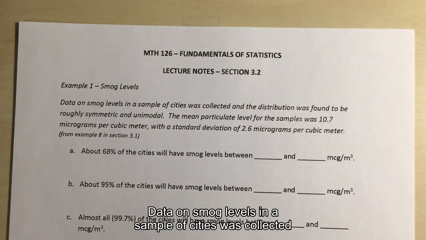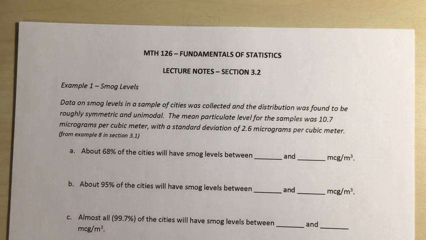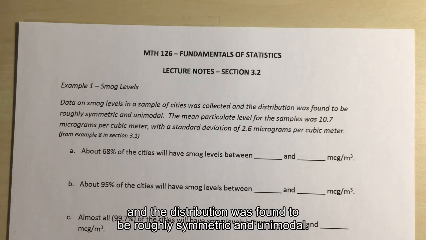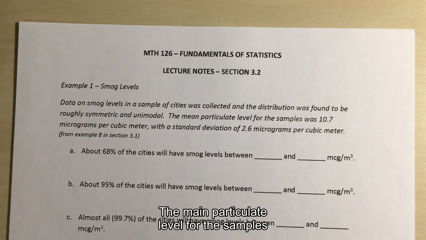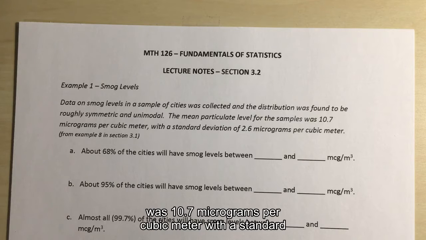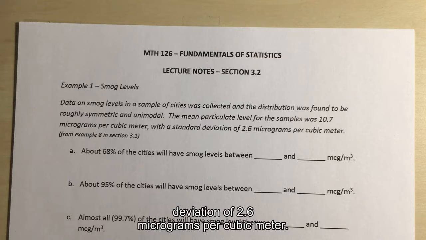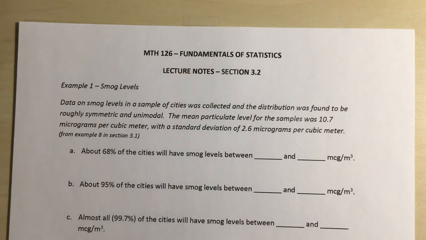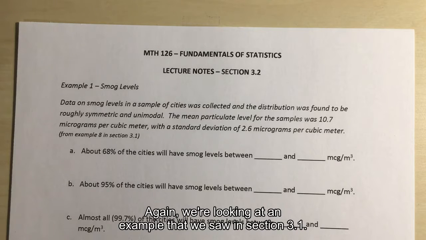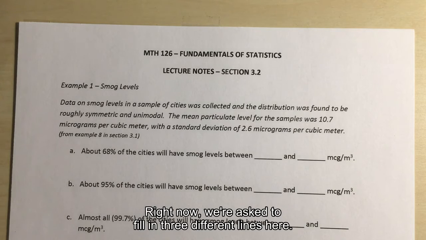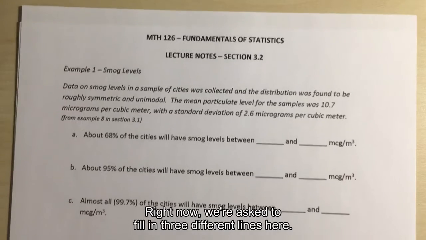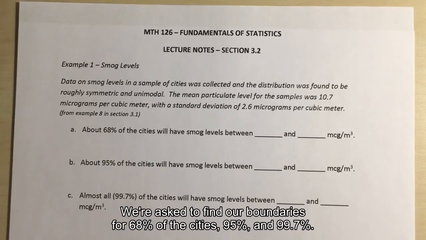So data on smog levels in a sample of cities was collected, and the distribution was found to be roughly symmetric and unimodal. The mean particulate level for the samples was 10.7 micrograms per cubic meter, with a standard deviation of 2.6 micrograms per cubic meter. Again, we're looking at an example that we saw in section 3.1. Now we're asked to fill in three different lines here. We're asked to find our boundaries for 68% of the cities, 95%, and 99.7%.